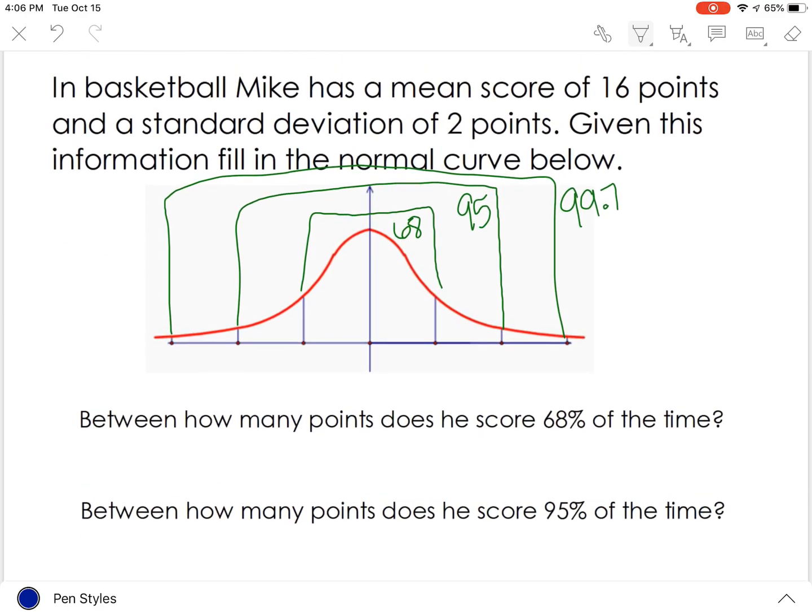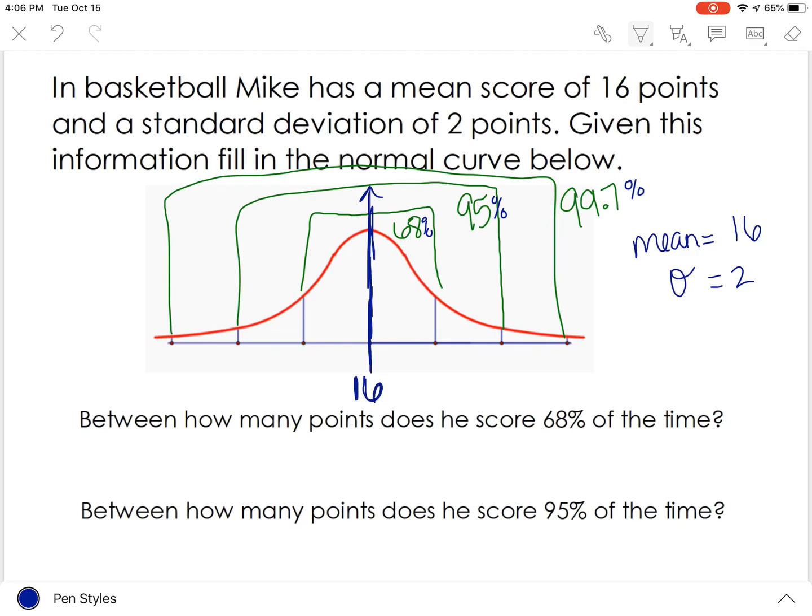So notice the first thing I did was label my percent: 68, 95, 99.7%. In basketball, Mike has a mean score of 16 points and a standard deviation of 2 points. Given this information, fill out the normal curve below. So looking at the problem, we know that our mean is 16 and our standard deviation is 2. Remember, the mean goes in the middle. So the first thing we're always going to do is label our mean. So 16 goes right in the middle.